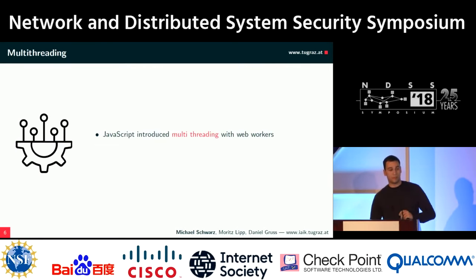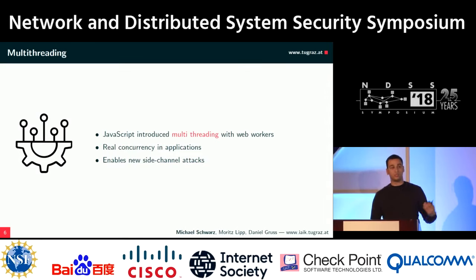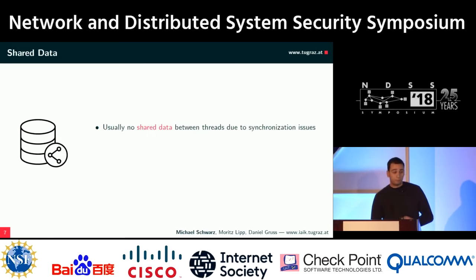Then another thing that we now have in JavaScript, which is quite recently introduced, is multithreading. So JavaScript got web workers that allow us to have real concurrency in applications, to run things really in parallel. But the introduction of parallelism in JavaScript also enabled new side-channel attacks that can be mounted due to the parallelism of the language. Because now we can observe things that happen in parallel, and we are not scheduled anymore.